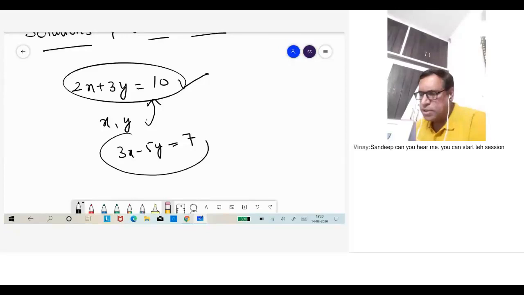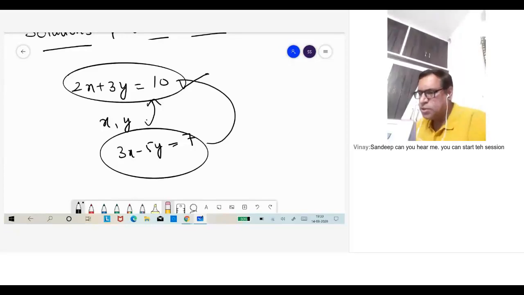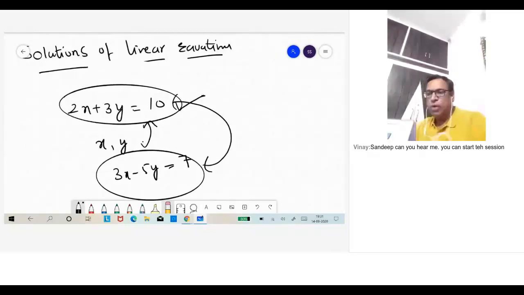So I have these two equations. I can solve these two equations, this one and this one, and easily get the values of x and y, and that's how we get the solution. So it's compulsory that whenever you're talking about the solutions of linear equations in two variables, to get the values of x and y, you need to have two equations in the two variables x and y. Then only can you solve them and get the solution.